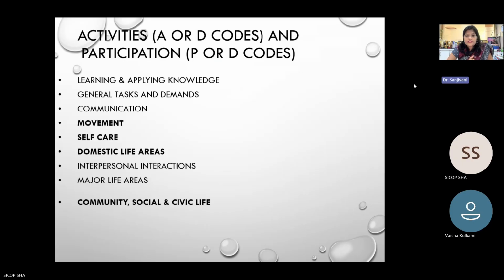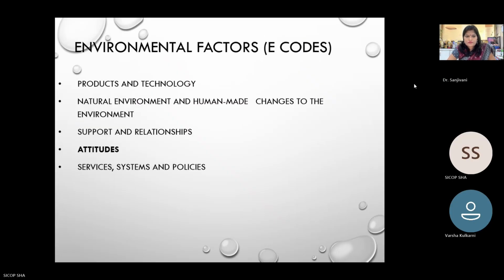Now activity limitations and participation, these are coded by A and D. Okay, in that if you are able to see learning and applying knowledge, general tasks and demands, communication, most of the activities related to us are mobility, self-care, domestic life and community social life. These are the main ones which we mostly encounter or assess. Okay, next.